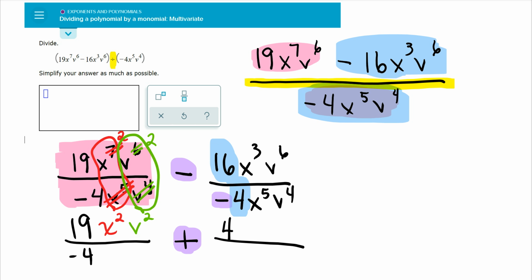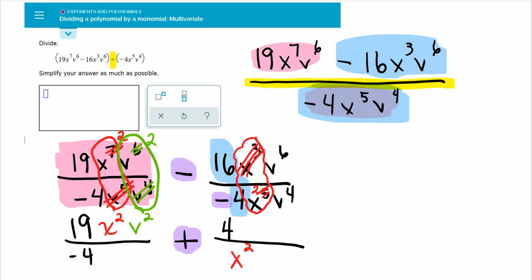And then I'm going to look at my x to the 3rd over my x to the 5th. But this time I've got x to the 3rd, which is really x times x times x in the numerator. And I've got x to the 5th, which is x times x times x times x times x in the denominator. So these 3 x's are going to cancel out 3 of these and leave you with 2 down here. So I'm actually going to have an x squared in the denominator.